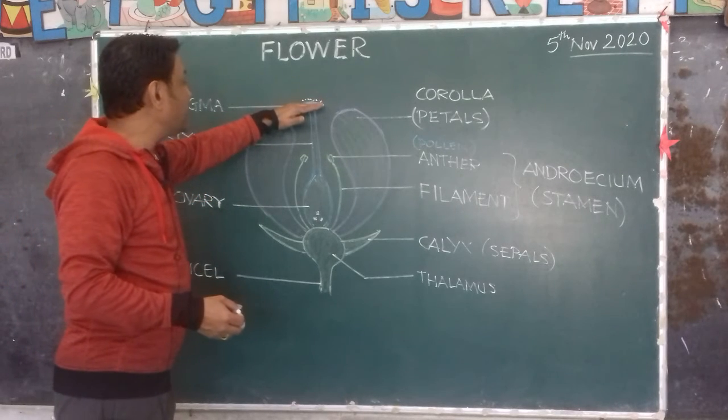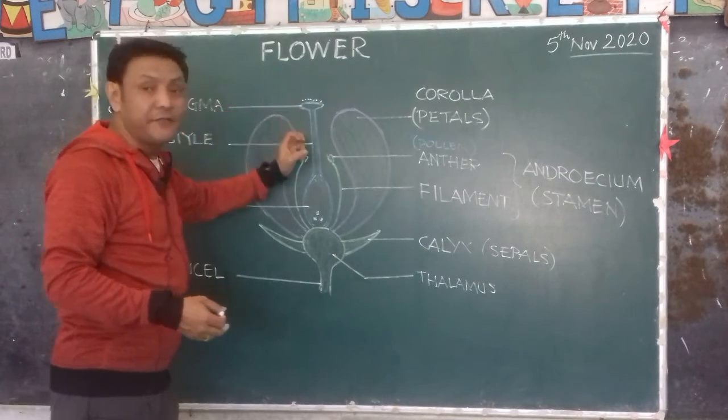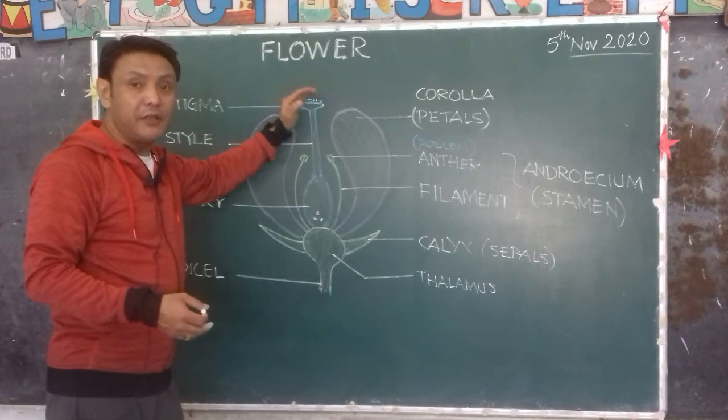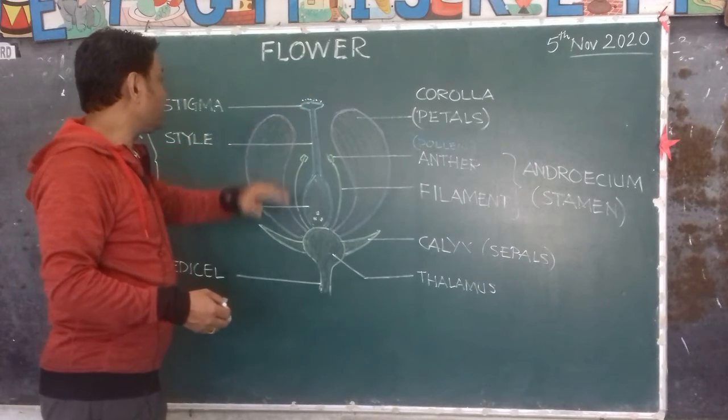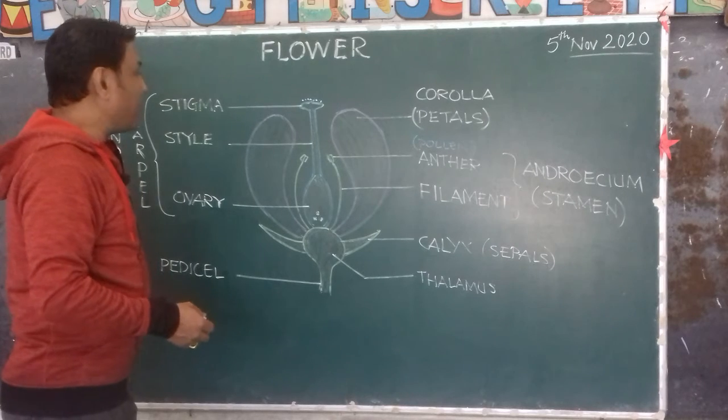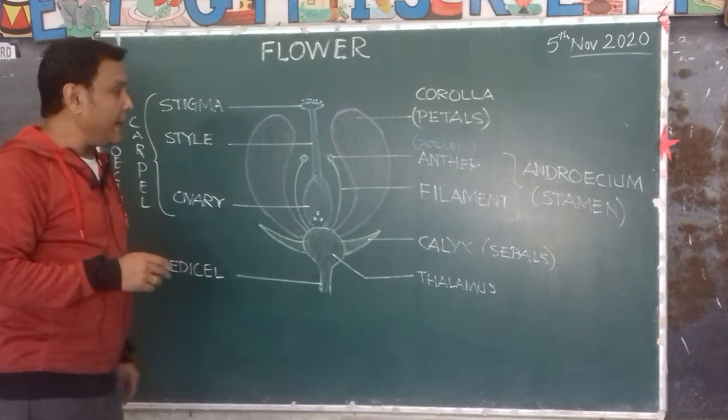So a sticky structure, let's say, which receives pollen grains during pollination. That is the function of the stigma. Okay.